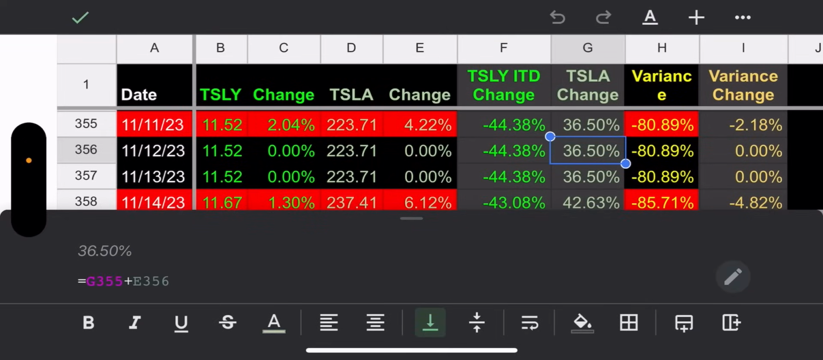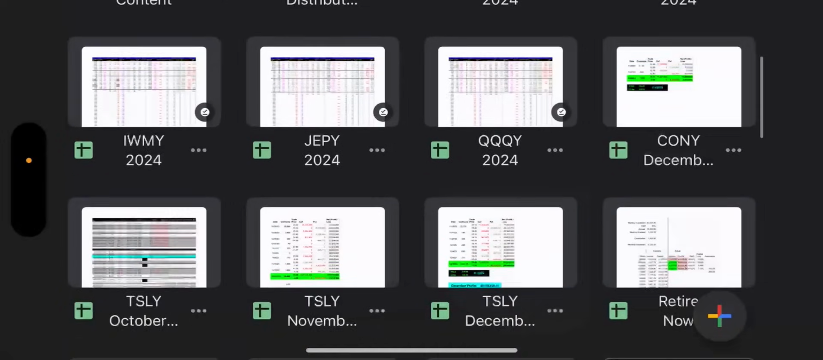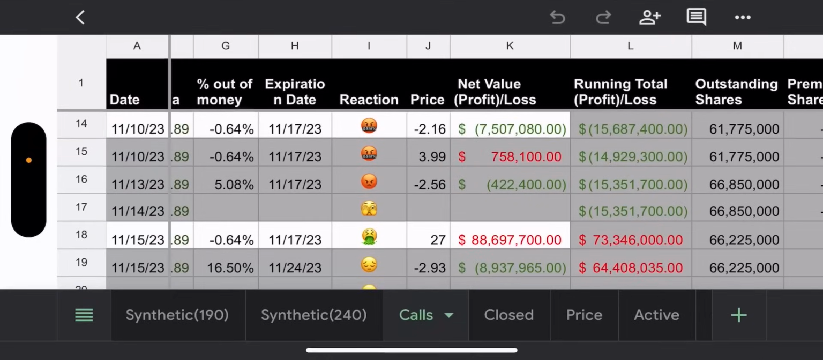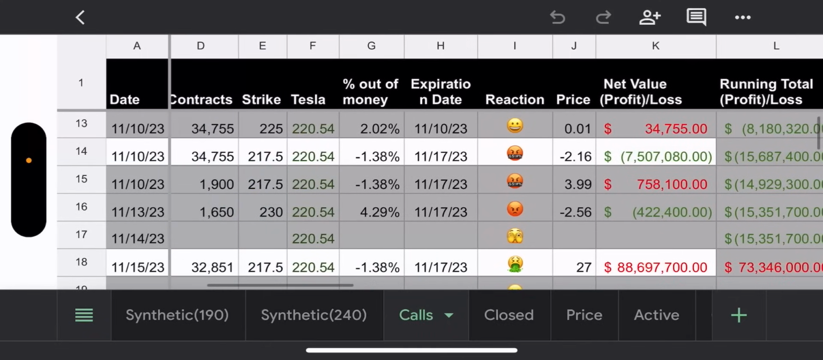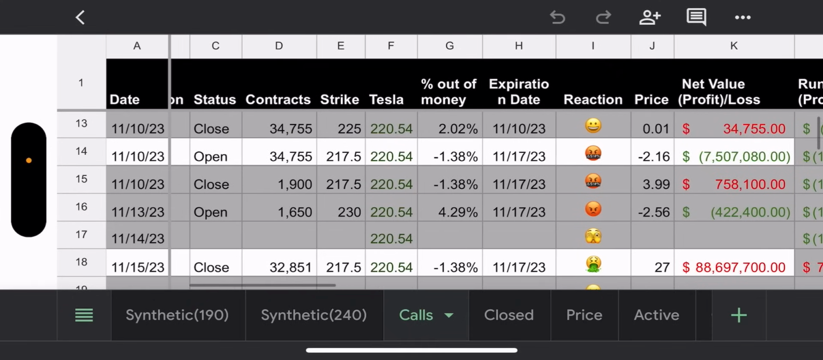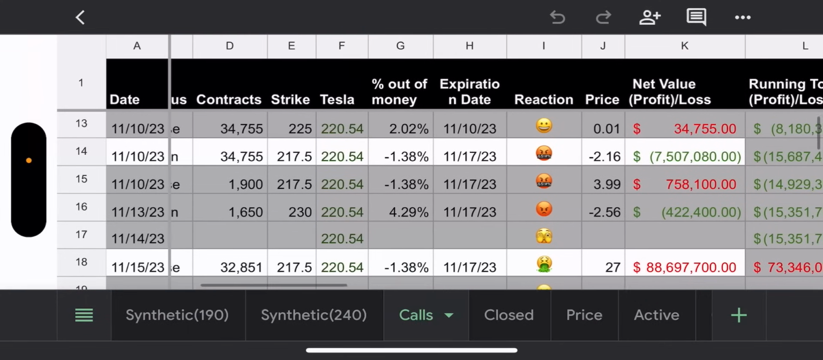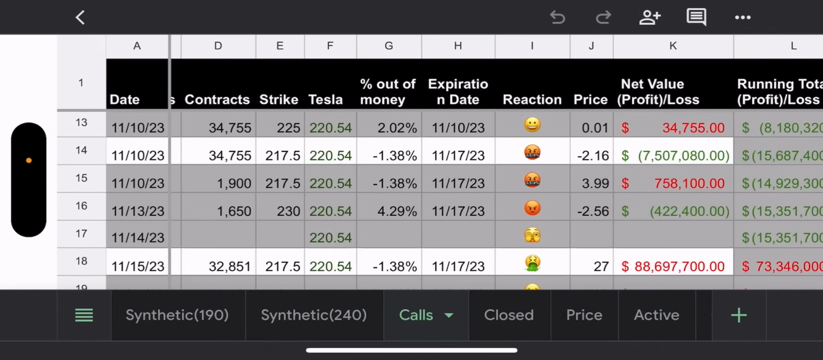And I was tracking the fund then, right? So I have the TSLY November file. If I go to the calls here, I had the cursing face. This is back in the day when I was tracking it a little differently. My spreadsheet used to be really ugly. I think it got so much better. I don't know what you guys think, but so they used 34,755 contracts, which was all of them, and they did a 217.50 on November 10th.